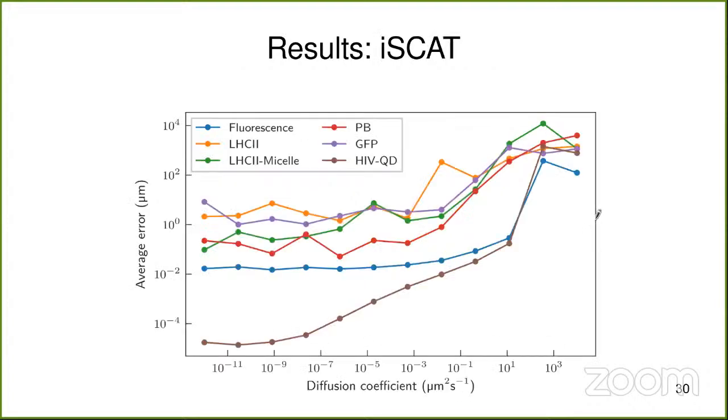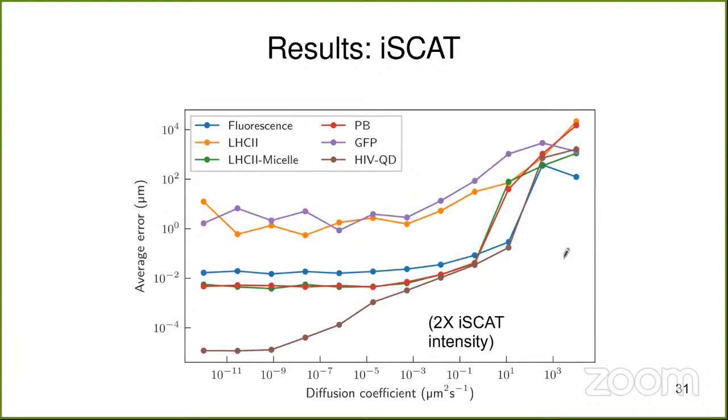Looking at the simulations for Icecap, we see this. Again, there is only one curve for fluorescence. And yeah, we just assume different relative intensities for Icecap. So what we see is that HIV is tracked much better using Icecap, and LHC2 in a micelle and phycobilisome are almost tracked.